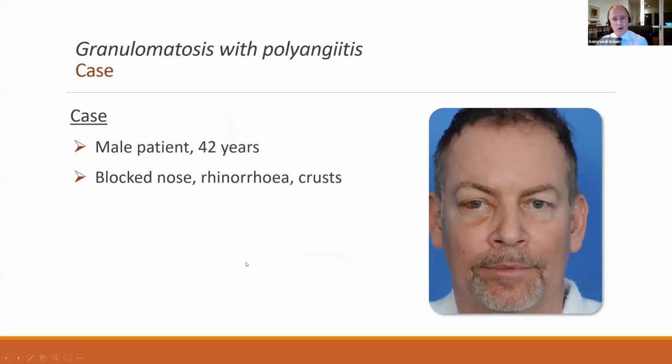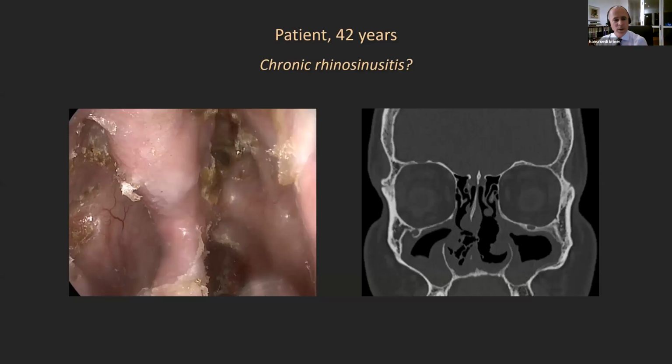So let's come to the end with a typical case. We have a 42-year-old patient presenting with a blocked nose, rhinorrhea, and crusts. If we look at this patient in the endoscopy here, we can find a septal perforation. We can also find some crusting, and you realize that the patient was already treated by surgery. And have a look at the CT scan. We can see the septal perforation.